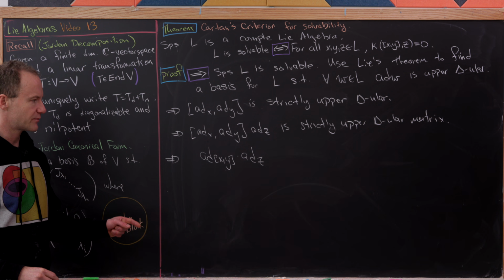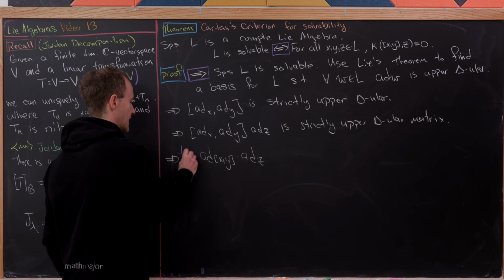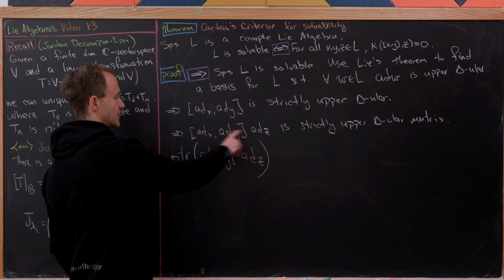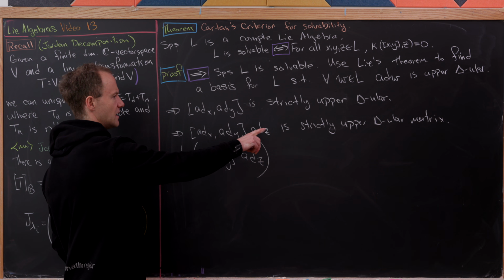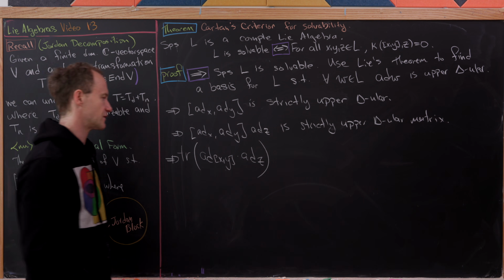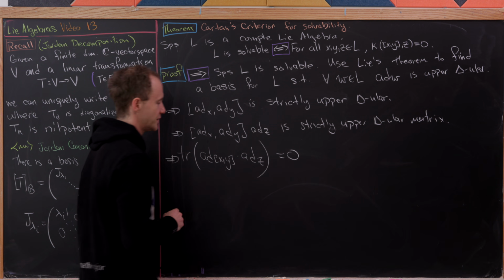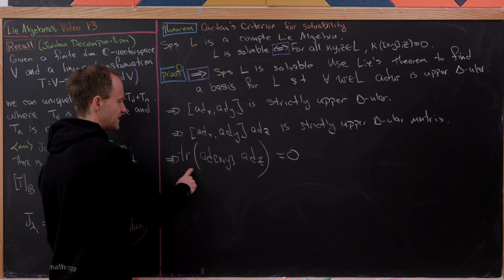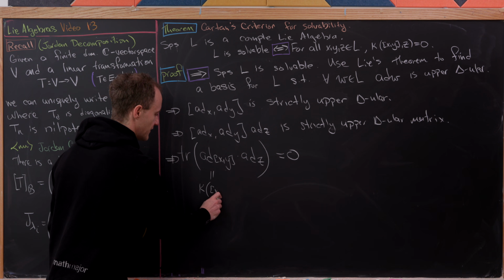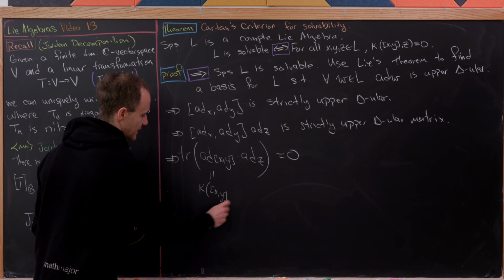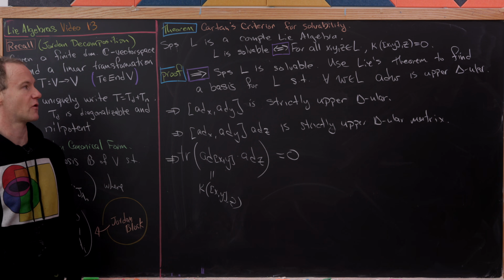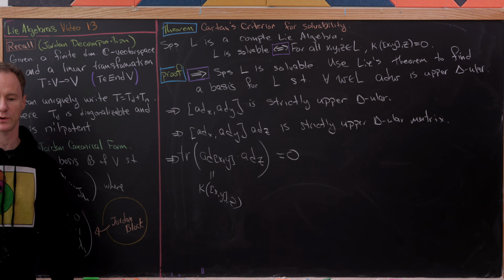But next up, let's take the trace of that. If we take the trace of this, it's the same thing as taking the trace of the line just above. But the trace of a strictly upper triangular matrix is simply the sum of a bunch of zeros, which is 0. So we get 0 there. But then this trace right here is exactly the definition of the Killing form on the bracket of x with y with z. So we have our necessary Killing form equal to 0, finishing this forward direction.